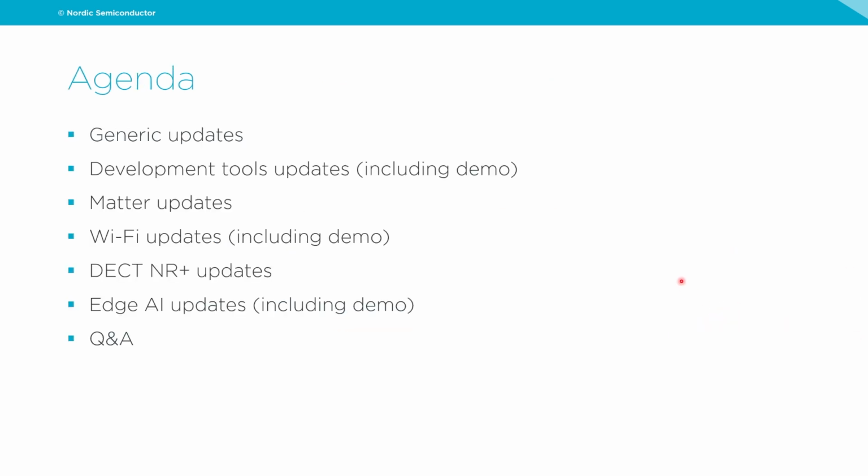All right, so for today, we're going to start with the generic updates on the SDK. Then we're going to have updates on development tools, including a demo, updates on Matter, updates on Wi-Fi, also with a demo. We'll have DECT NR Plus updates, and the last topic will be Edge AI updates, also with a demo. And of course, at the end, as already mentioned, we'll have the Q&A.